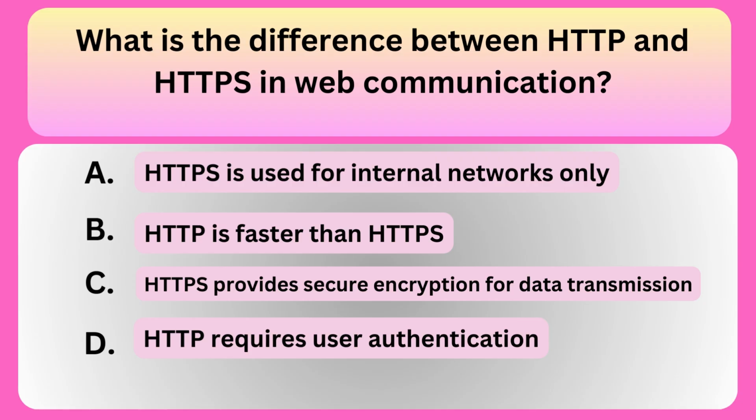What is the difference between HTTP and HTTPS in web communication? HTTPS is used for internal networks only. HTTP is faster than HTTPS. HTTPS provides secure encryption for data transmission. HTTP requires user authentication. And the right answer is HTTPS provides secure encryption for data transmission.